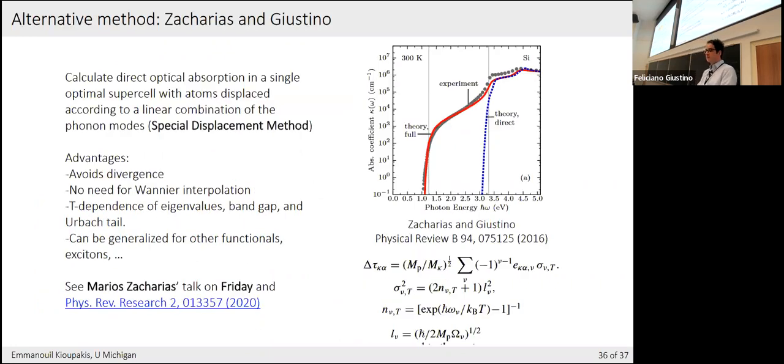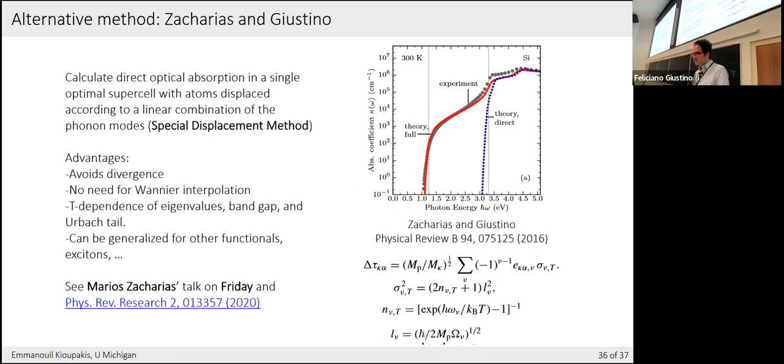And before I conclude, I want to also emphasize one method developed by Mario Zacharias, who's also here with us today, and he will give us a presentation on Friday on this method. It is the method of directly calculating the phonon-assisted spectra in a single optimal supercell. So we take the material, we make a supercell, and we displace the atoms, but not in a random or thermal statistical fashion, but a very specific linear combination of the phonon modes. And by doing that, we're able to get the phonon-assisted spectra as well in excellent agreement with experiment.